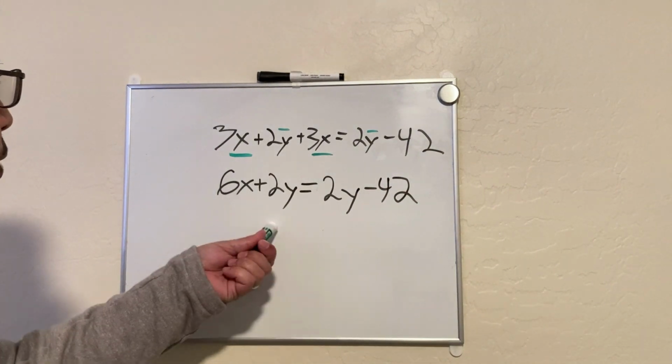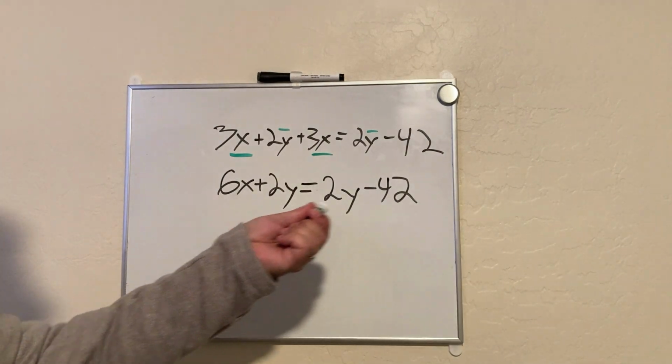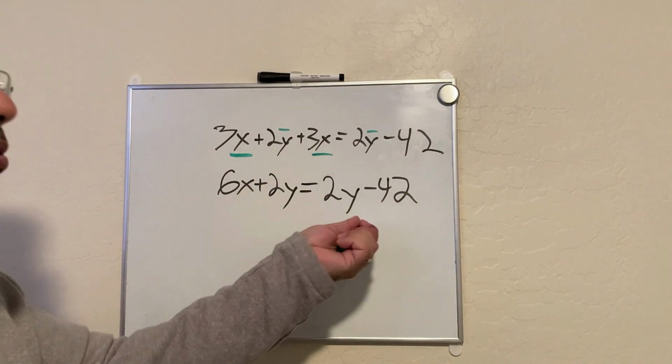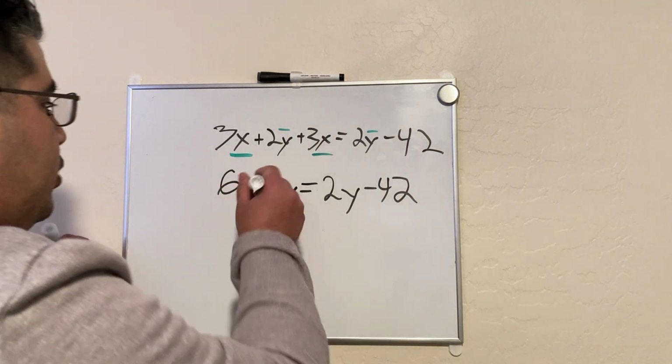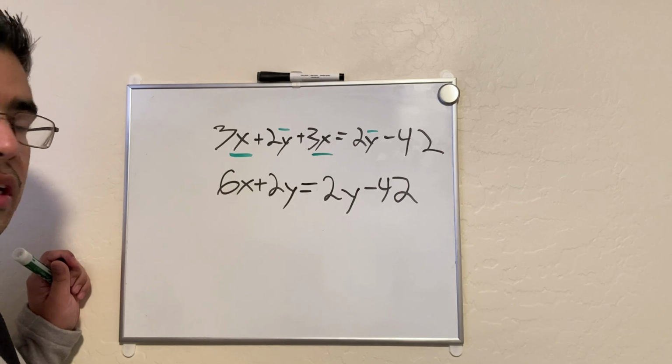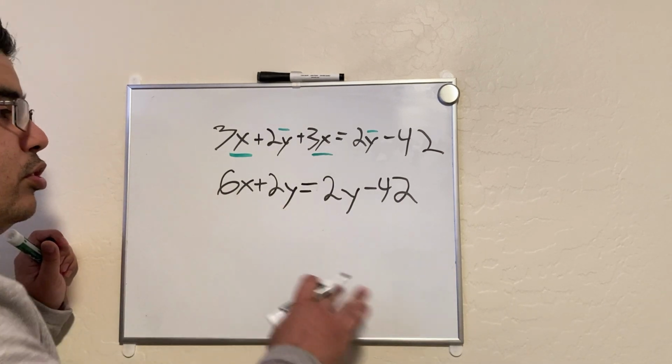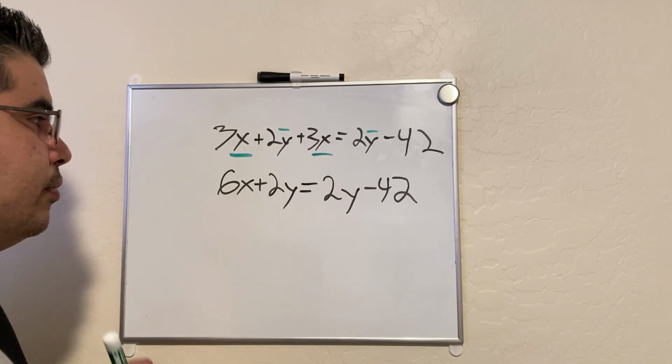All right, we have 2y over here, and we have 2y over here. The 2y wants to get back with its friend. In order to do that, we have to do the opposite of the 2y. So since we're going to move the whole 2y, we're not going to be dividing, we're going to be subtracting.